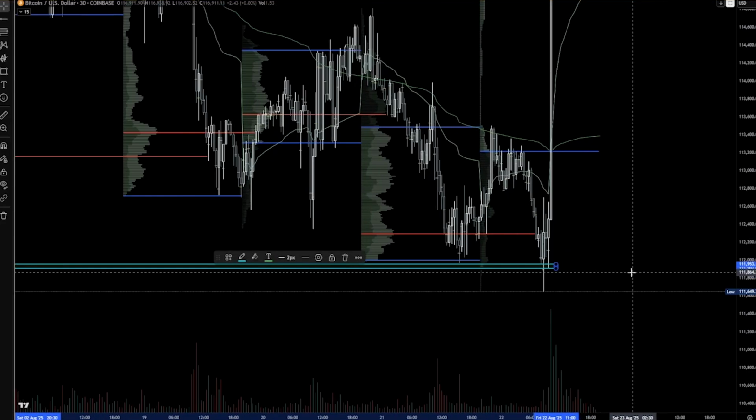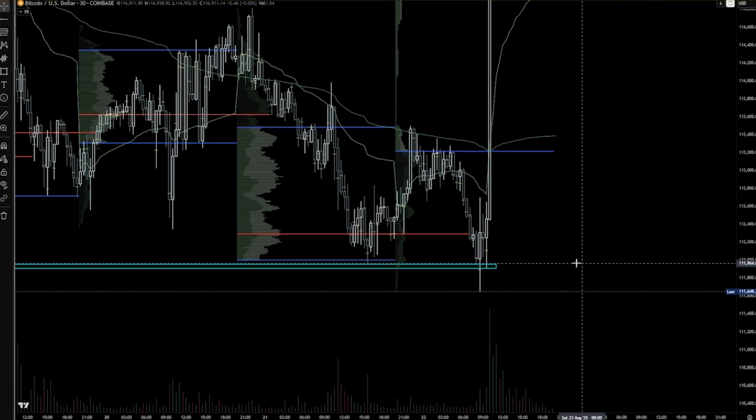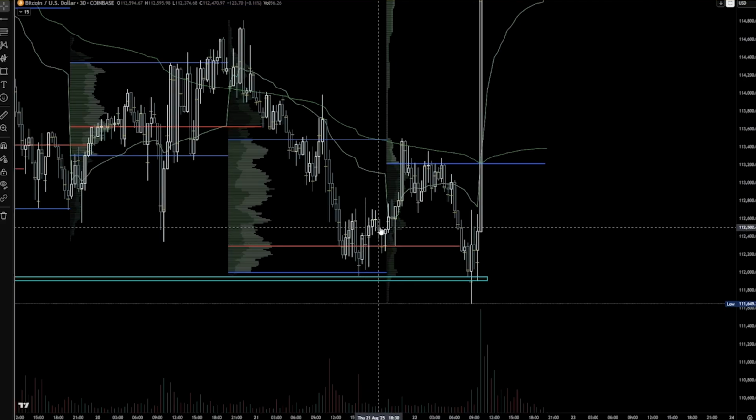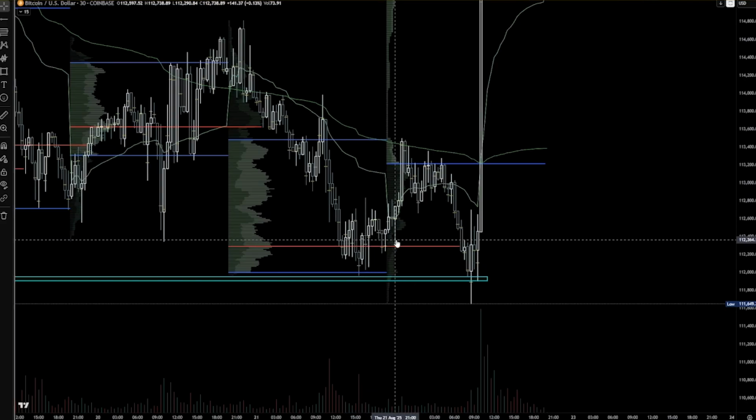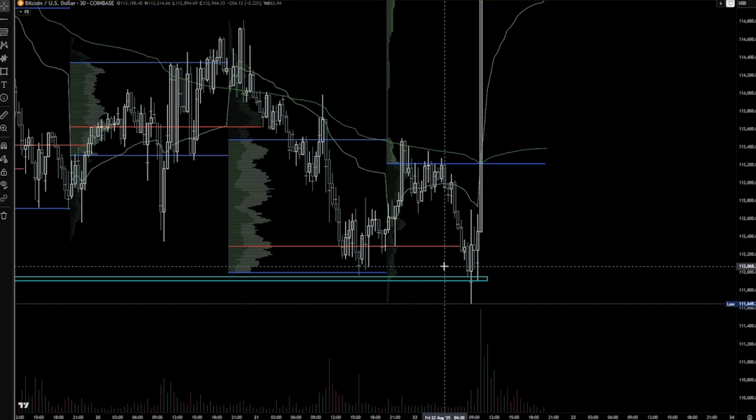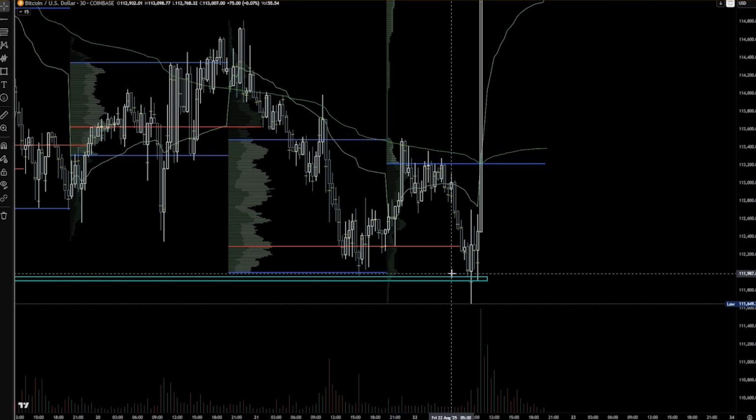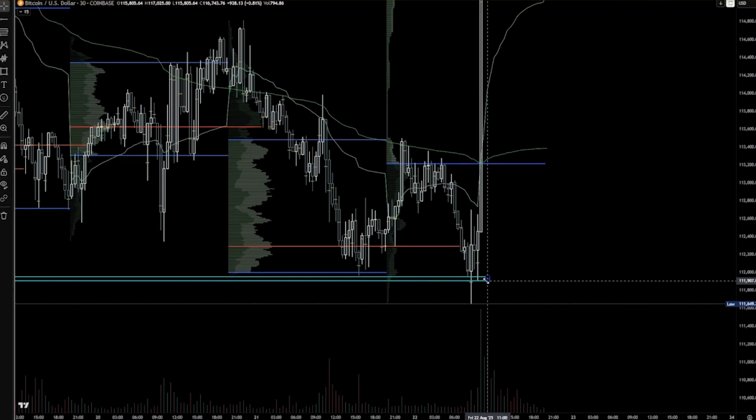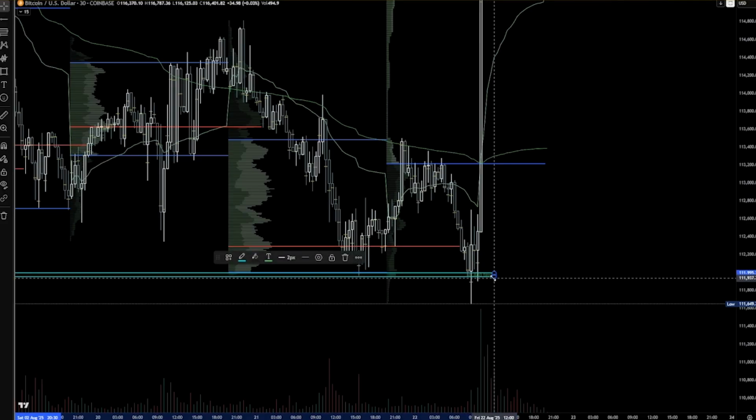But when we opened above the point of control, came back and tested it, and moved right to previous day value area high. Rejected, and moved all the way back to previous day value area low. Cleaned the bad low, came back and retested, and held.